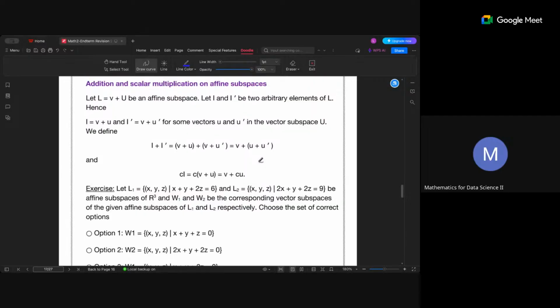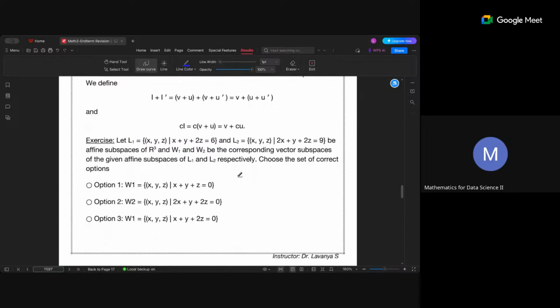Now how do you do addition and scalar multiplication on affine spaces? If you have two vectors in an affine space, you can express them as v plus u dash. This v is fixed; only the elements of the subspace are changing. And you know how to do addition in subspaces. So you fix this v and do the addition for the elements of the subspace alone. Same way for scalar multiplication, you fix the element v and do the scalar multiplication only for the element of U.